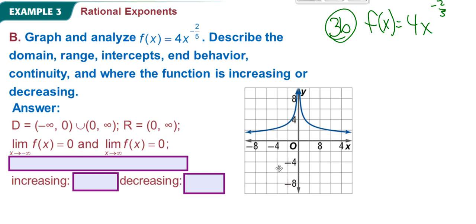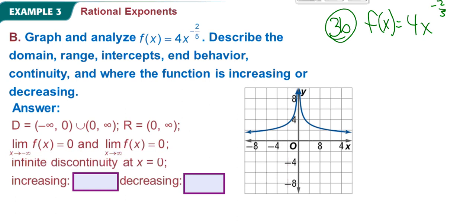Continuity, we can trace it like this, but then we have to pick up our pen, so to speak, and then we can trace it again. It is not continuous like this. It doesn't have a maximum there. It has an asymptote and it's undefined. So our continuity is it has infinite discontinuity at x equals 0. It's increasing from negative infinity to 0, and then it's decreasing from 0 to infinity. And again, parentheses for those intervals as we go.